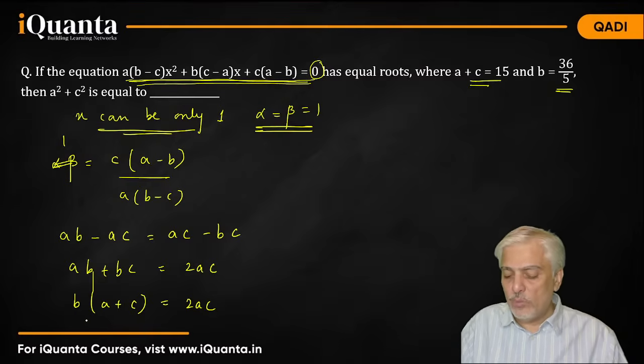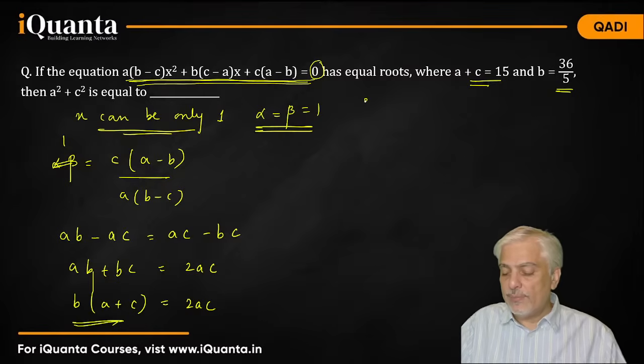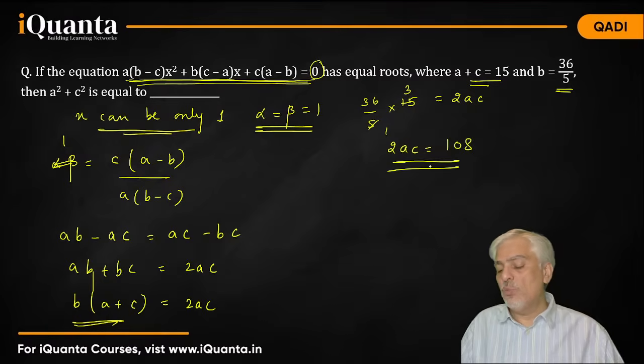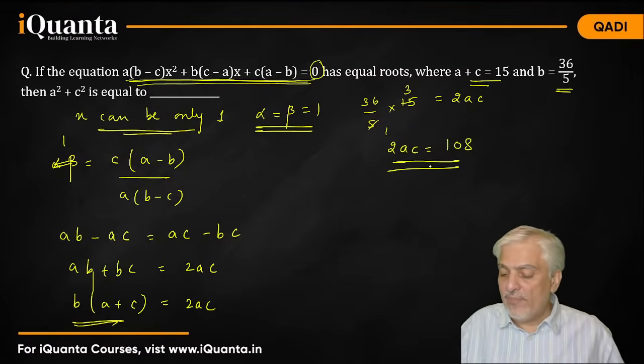So if I put those values over here, 36 upon 5 multiplied by 15 is 2AC. 5 ones are 5, 3s are 15, 108. So 2AC is 108.